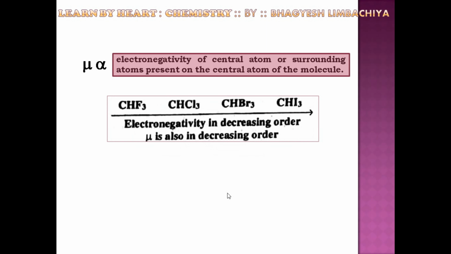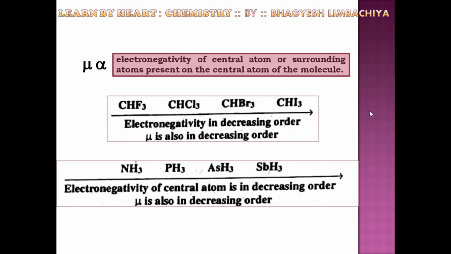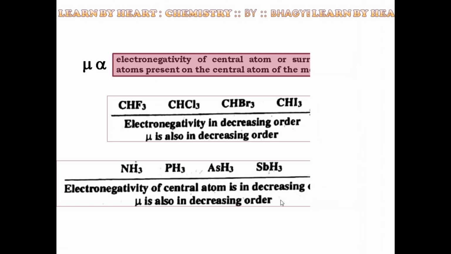Now, as we go from CHF3, CHCl3, CHBr3 to CHI3, here electronegativity is in decreasing order, so the mu is also in decreasing order, because the dipole moment is directly proportional to the electronegativity of the central atom, okay, or surrounding atoms. Next, as we go from ammonia to phosphine to arsine to stibine, the electronegativity of the central atom is in decreasing order. That's why mu is also in decreasing order.